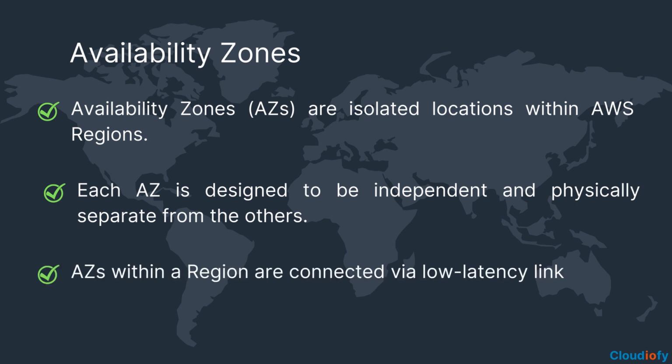Availability zones within a region are interconnected through low-latency links. This high-speed network connectivity enables you to architect fault-tolerant and highly available applications across multiple availability zones.